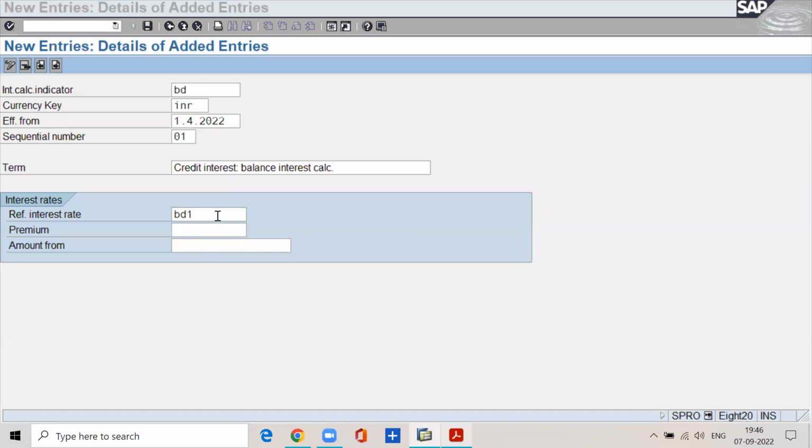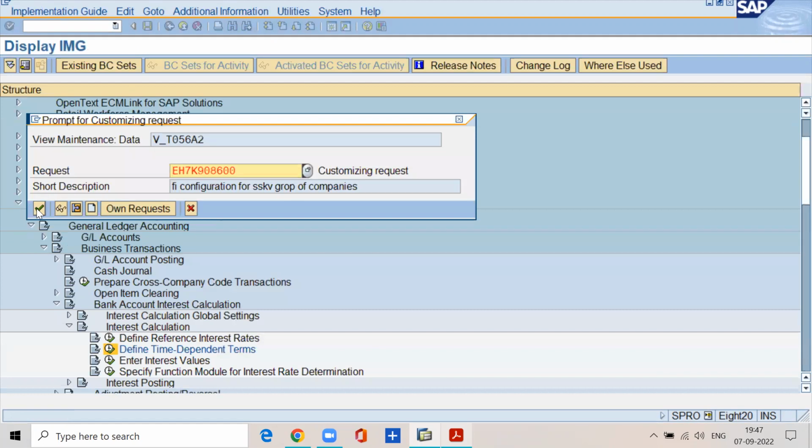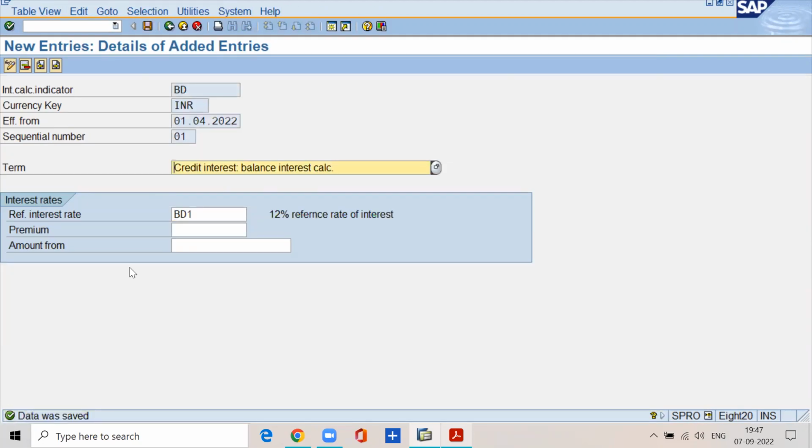Reference rate of interest is equal to BD1. So credit interest means interest on debit items, right? So for that, we are going to use the reference rate of interest BD1. Click on save. Then click on the next entry button.